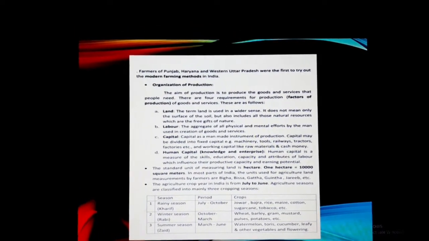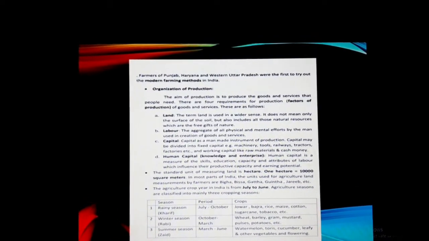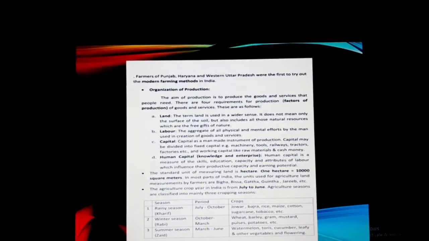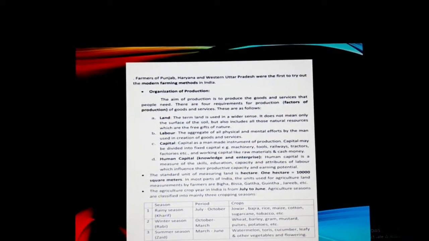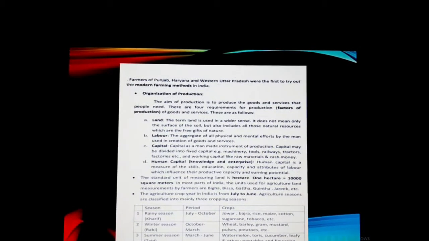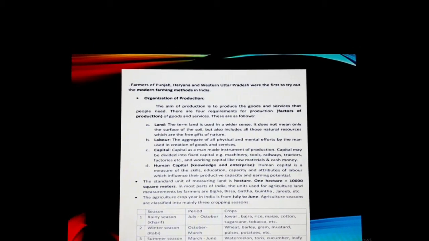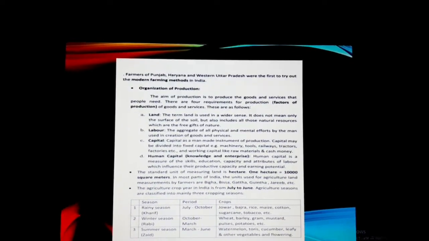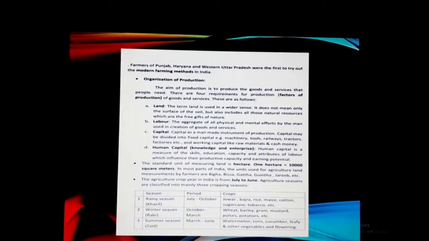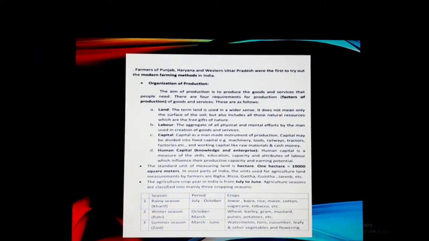The standard unit of measuring land is the hectare. And what is a hectare? 1 hectare is equal to 10,000 square meters. In most parts of India, the units used for agricultural land measurement by farmers are biga, bisa, gatha, gunitha, jarib, etc. So you all need to go through all these ways according to which the measurement of land is being done.